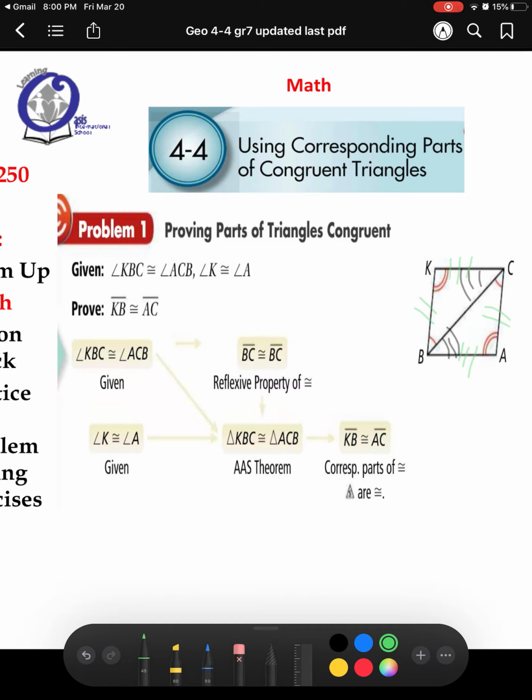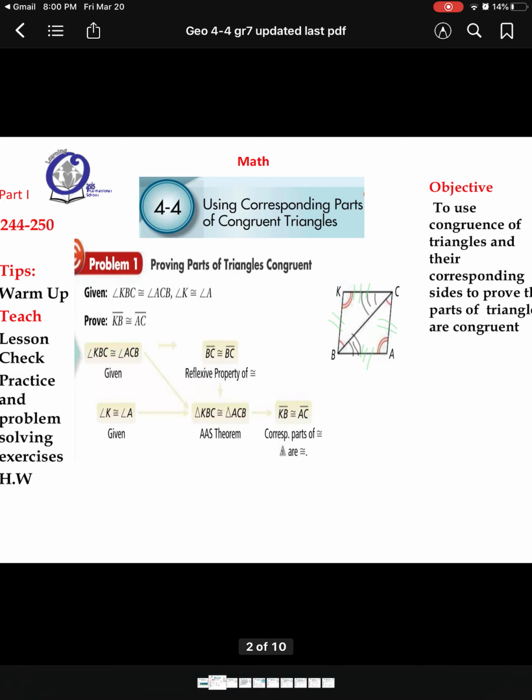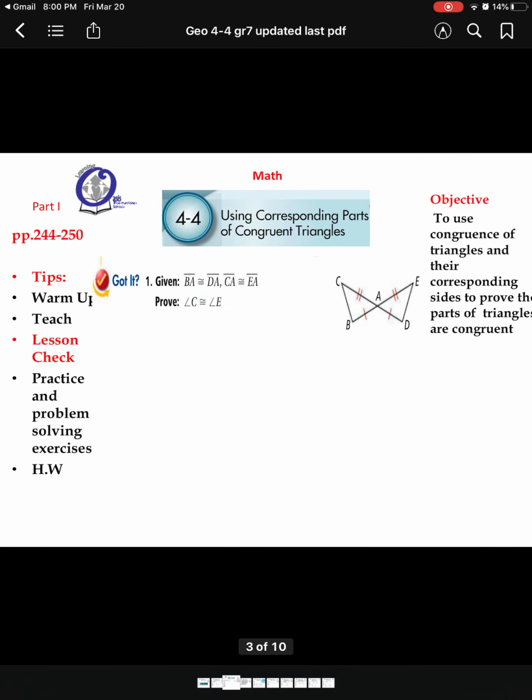So can I prove that KB is congruent to AC? Yes. KB is congruent to AC. Why is that? After you finish proving using one of the postulates, all the other sides that were not mentioned in the question are congruent. Let's go to the "Got it" to make the understanding deeper.